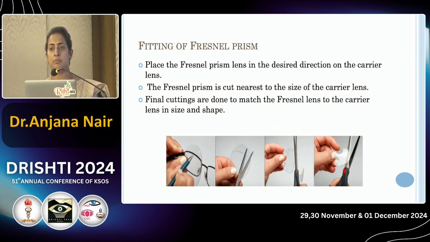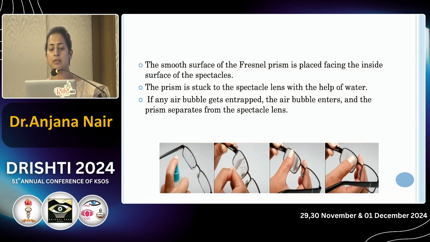So while fitting the prism, you should decide upon the power of the prism and base direction. Then you cut the Fresnel prism to decide the size and shape of your carrier lens, or the spectacle lens, and the plane surface of the prism has to be attached to the inner surface of the spectacle. While doing it, you have to submerge the spectacle lens and the prism in lukewarm water to avoid air bubbles being trapped between the two.